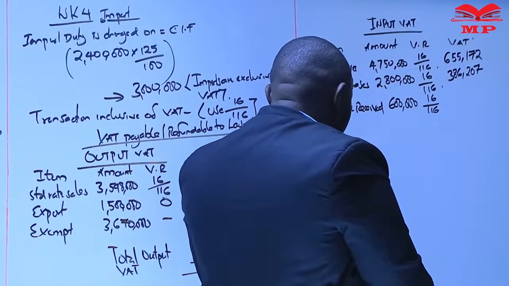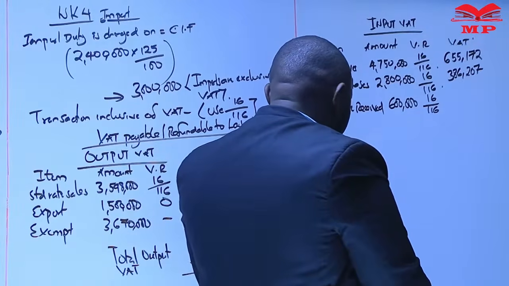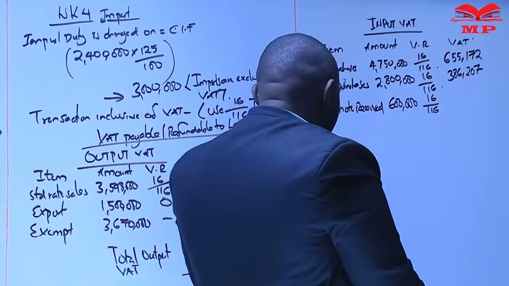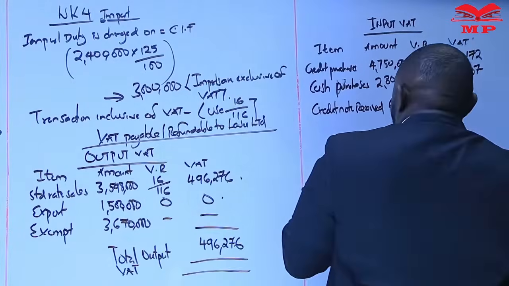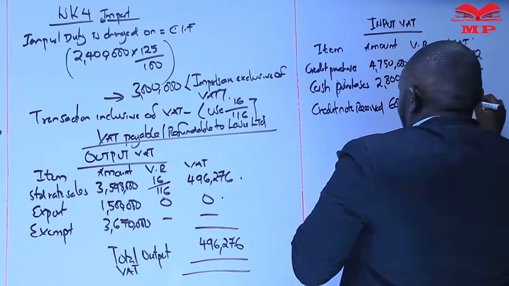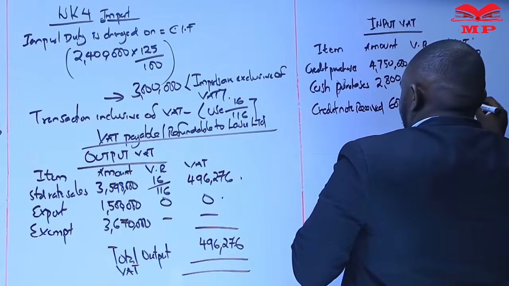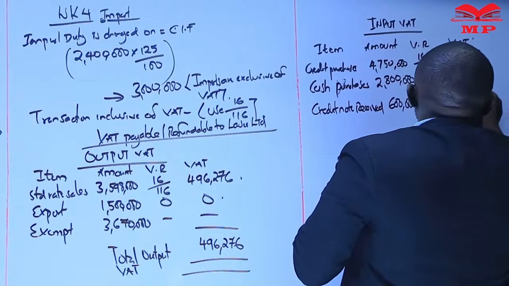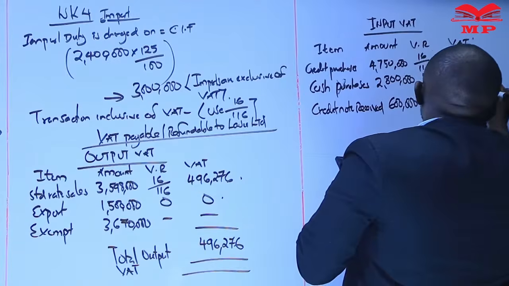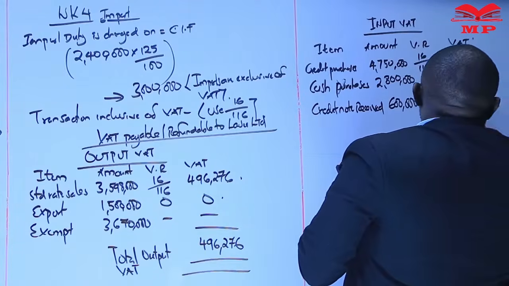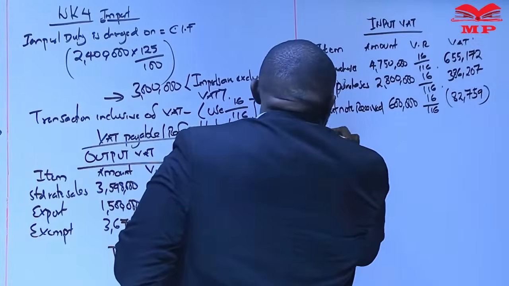600,000 times 16 over 116. So that should be about a figure of 82,759.